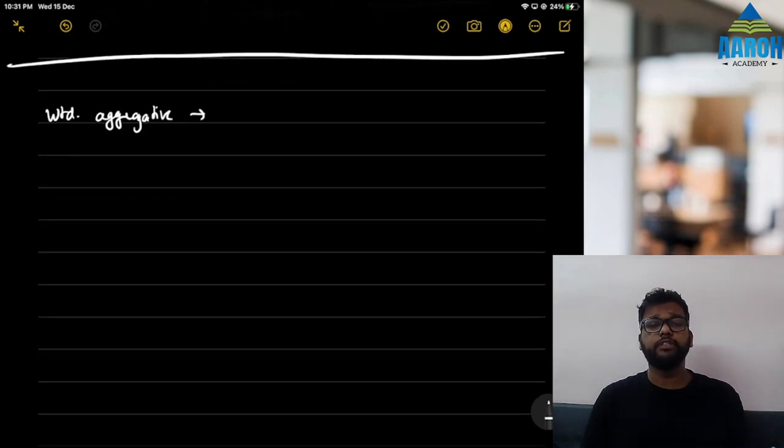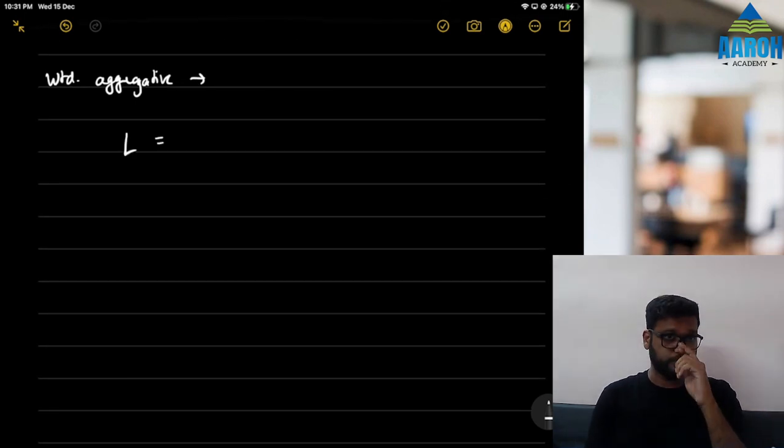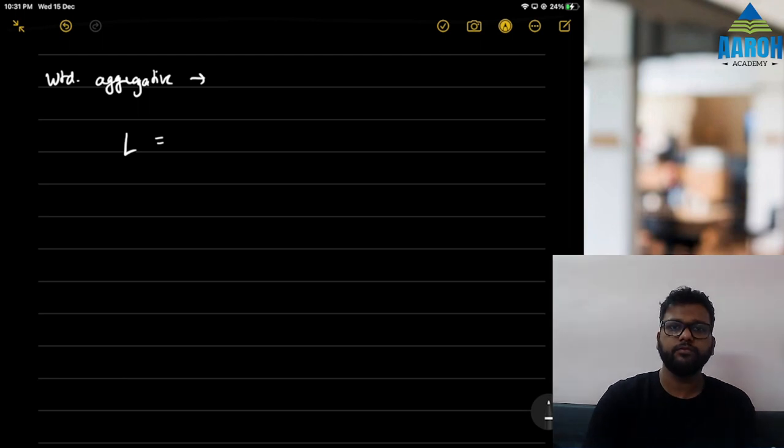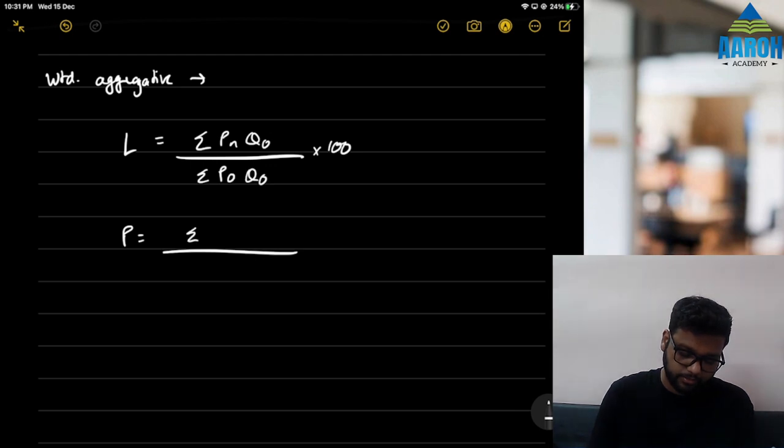In weighted aggregative methods, we saw certain formulas. Laspeyres method, what is the weight? What is the weight taken under Laspeyres method? Fine. So what is the formula of Laspeyres index number summation? Okay, understand that this is going to be same. The weights will change, so weight will be Q0 here. Fine. In case of Paasche's index number, weight is Q1. Q1, that is Qn, that's it.